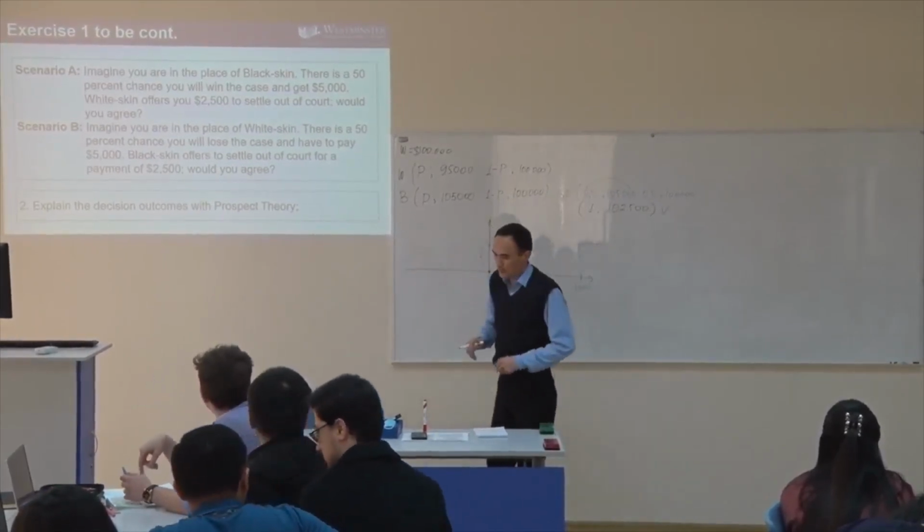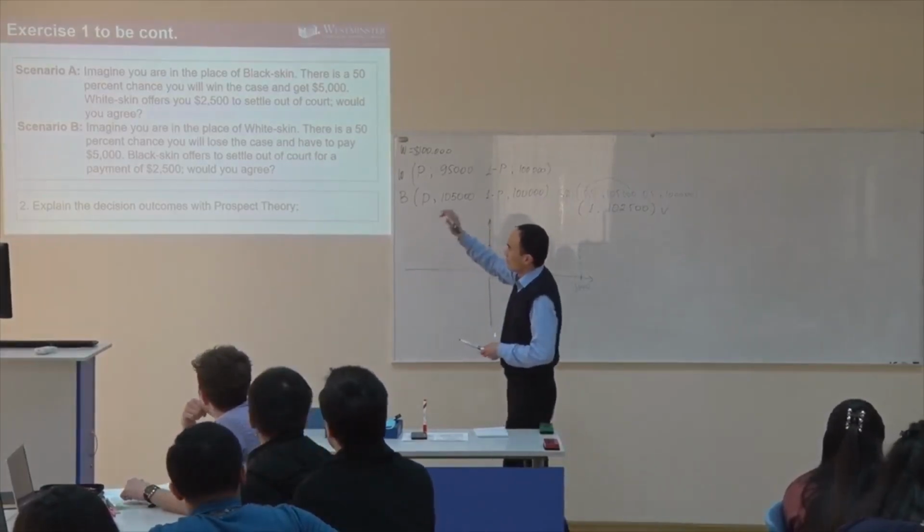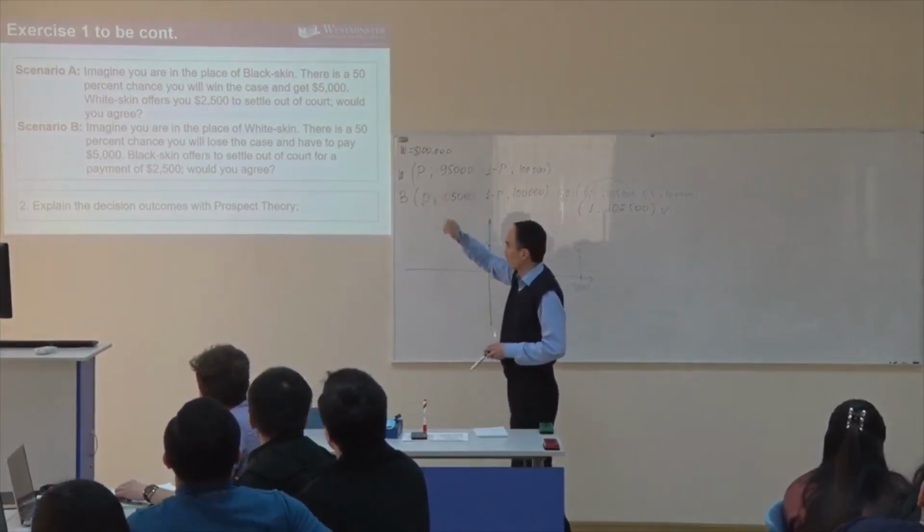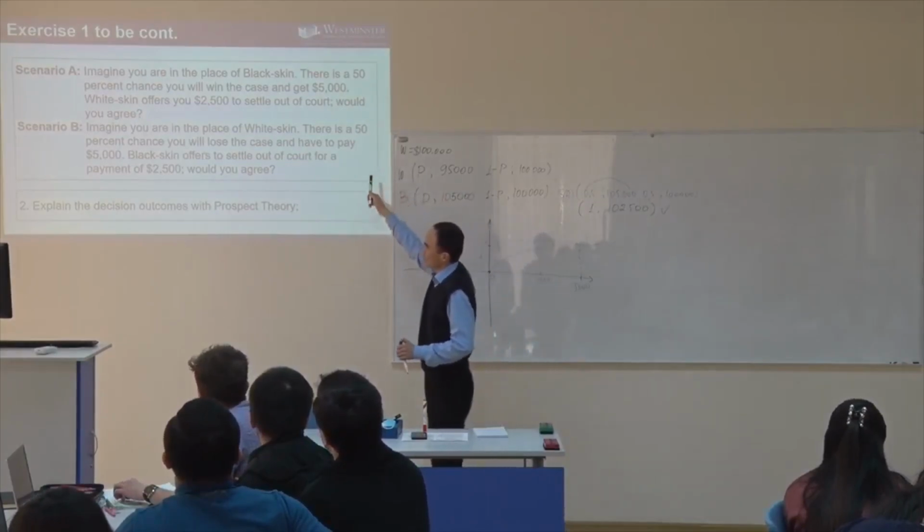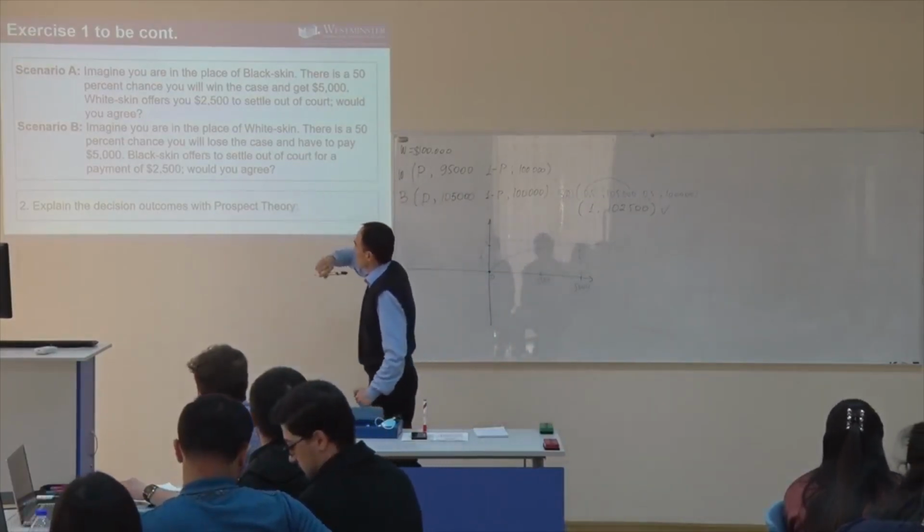Scenario B, students. Now you are in the place of that gentleman, white person, okay? Now there is 50% chance that he is going to lose the case.